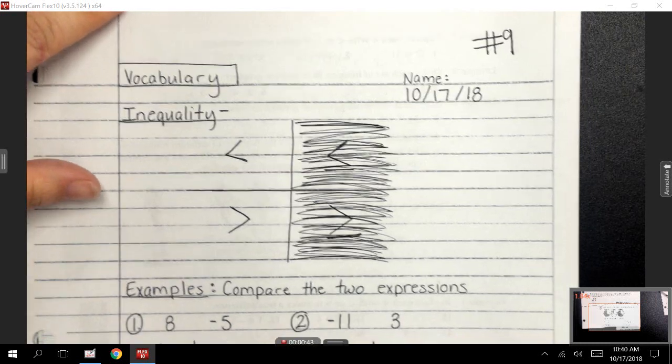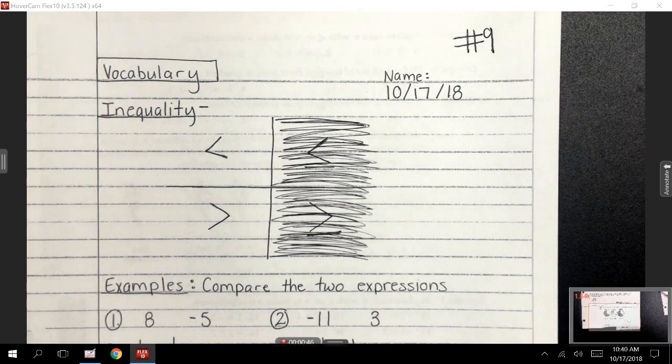All right. So let's talk about the word inequality. Do y'all see a word in there that maybe you've heard before? Equal. What does equal mean? Equal means the same. Like they're the same?